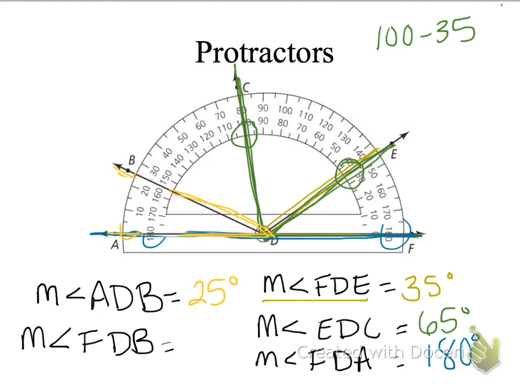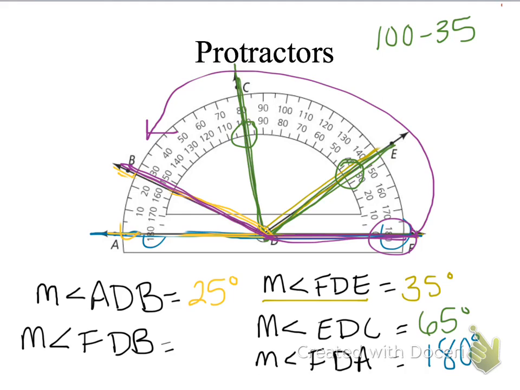And the last one, FDB. This one looks like it is bigger than 90 degrees, so we know that it has to be bigger than that. So it starts at 0, and it is going all the way to 155 degrees. We know we're not using our top because it's not just 30 degrees, because it's bigger than 90 degrees. You can see that's bigger than a right angle. So it is 155 degrees.